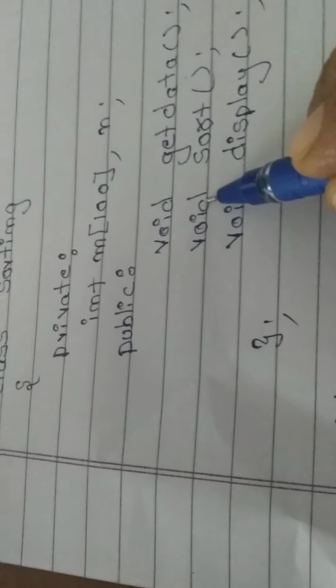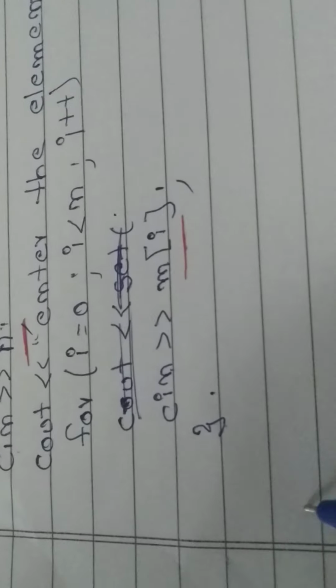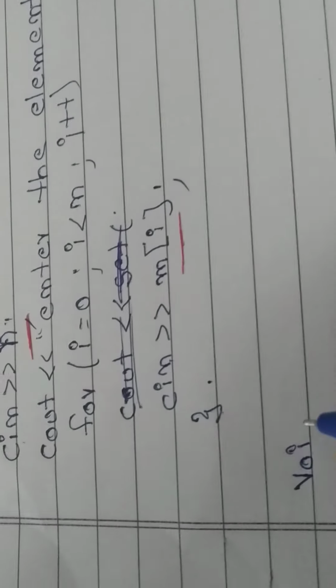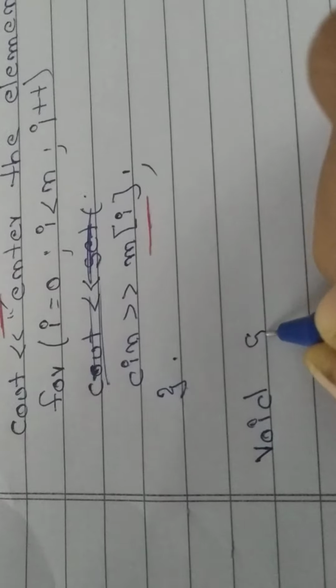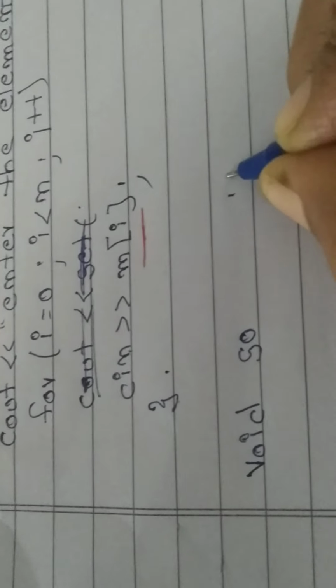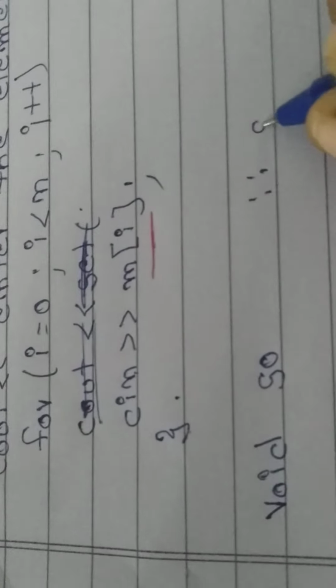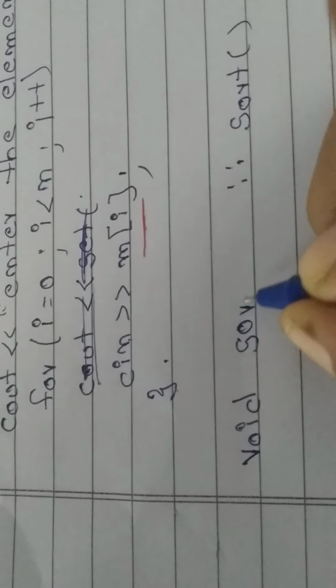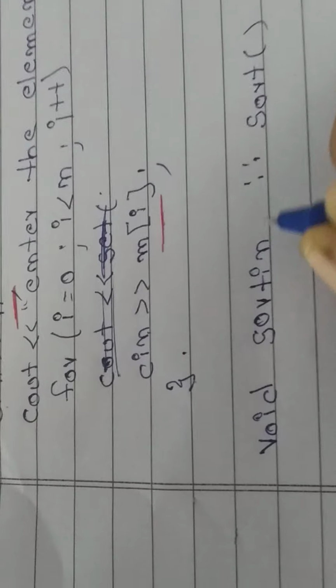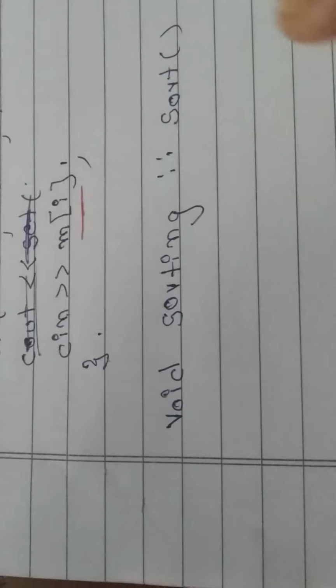Now what is the next function? Void sort. So how should we declare it outside? When we are defining the function, what should be the function header? Return type, function name, argument list. It is common. Other than that, what should we add? The class name and scope resolution operator also should be added, students.